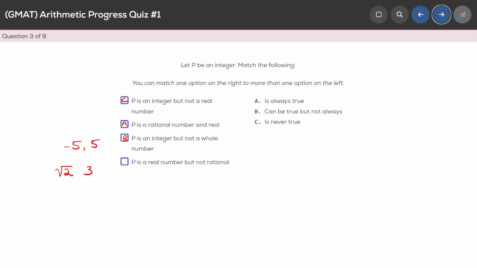So that's also going to be b, which can be true, but not always.